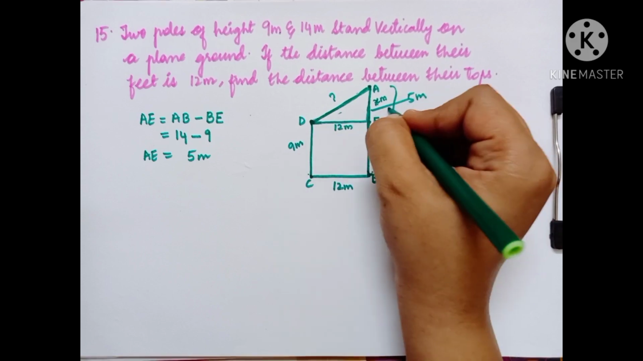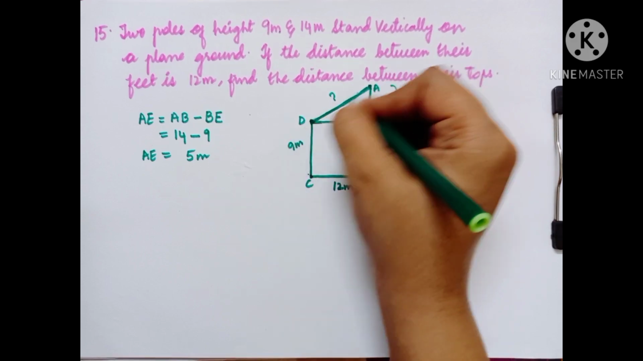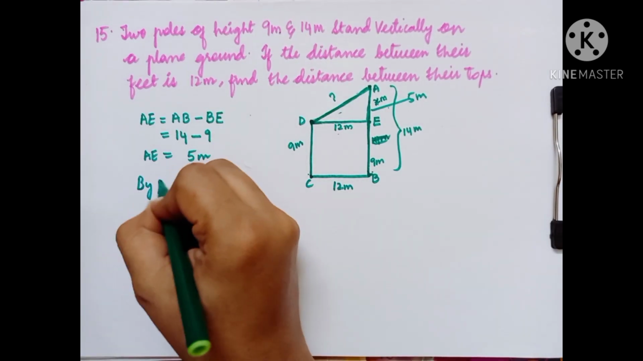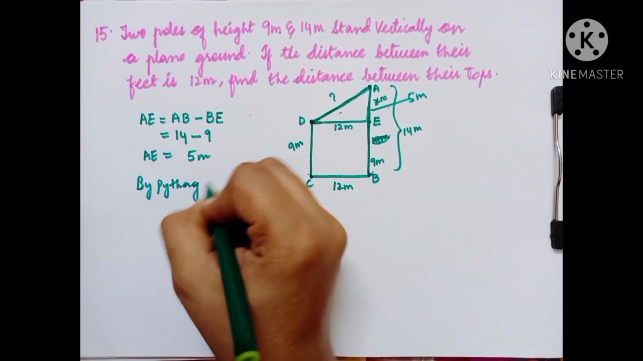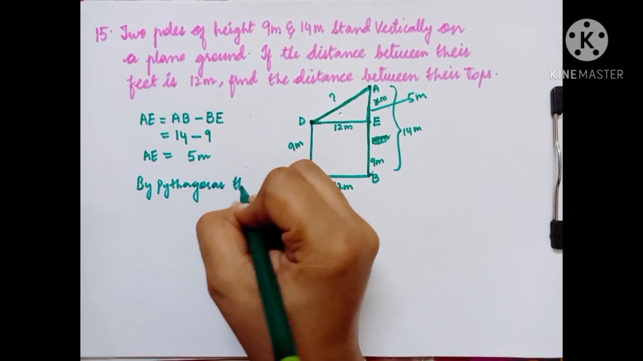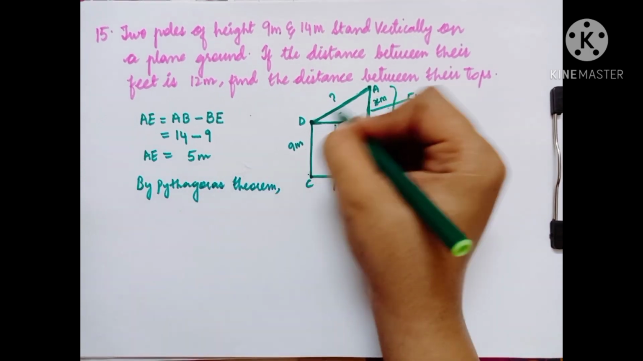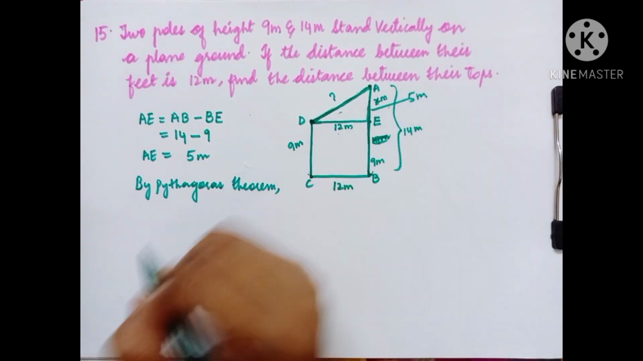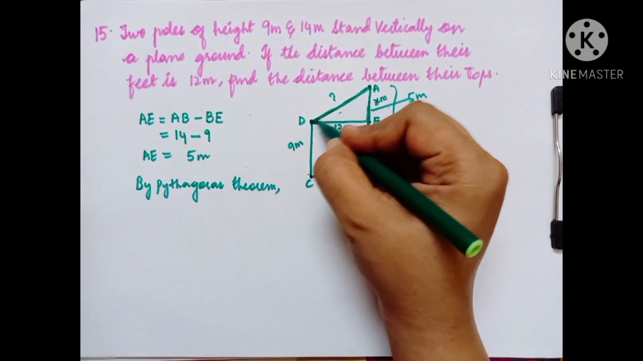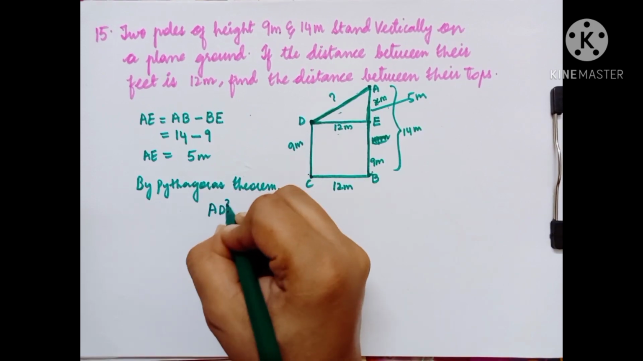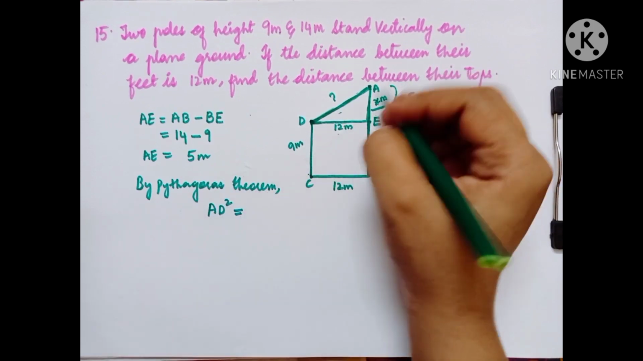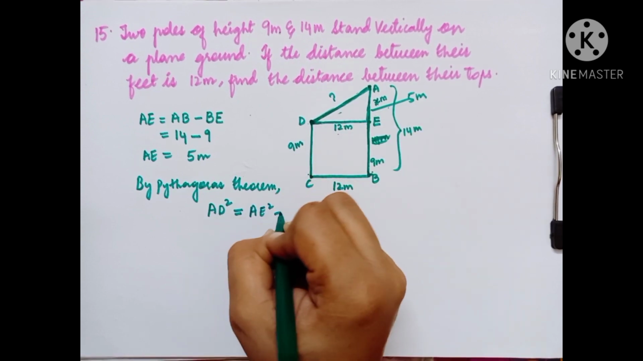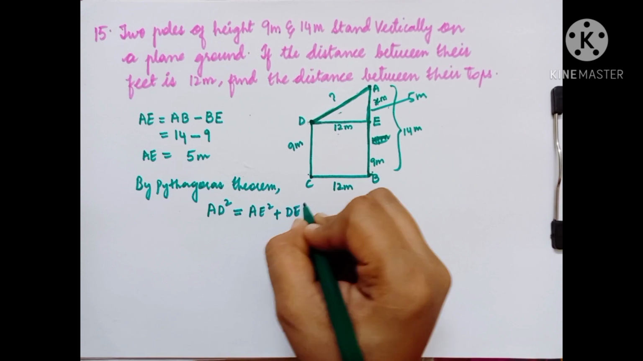Now this 5 meter and 12 meter you can just take and you can find out this hypotenuse. So now by Pythagoras theorem, what is Pythagoras theorem? The square on the longest side is equal to the sum of the squares on the other two sides. So the longest side here is AD. So the square of AD is equal to this AE square plus this DE square.